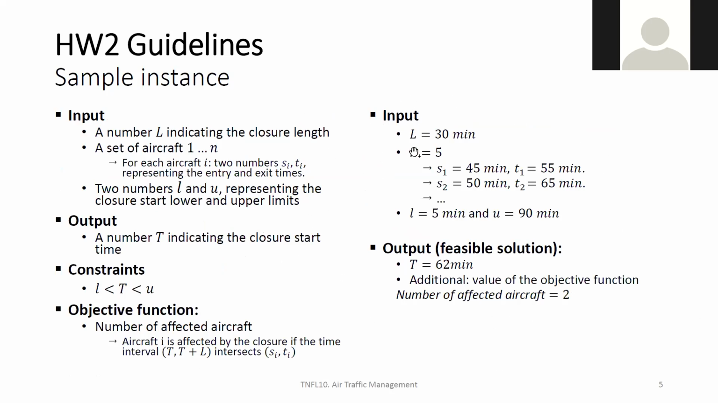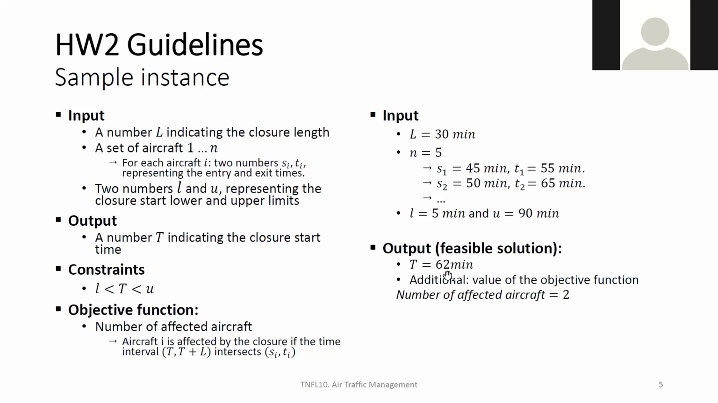So for example, the length of the closure is 30 minutes. I totally made this up. The number of aircraft that are entering the airspace is 5, and they have these numbers for the entry times and exit times, and the lower and upper boundaries are 5 minutes and 90 minutes. I'm just giving values to these numbers over here. And a feasible solution, for example, is 62 minutes.